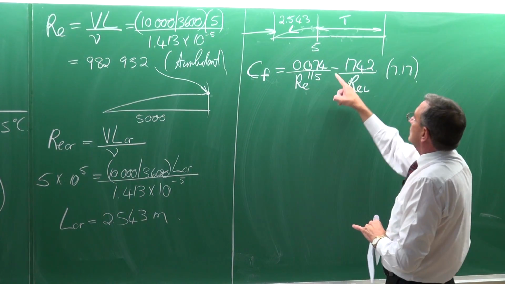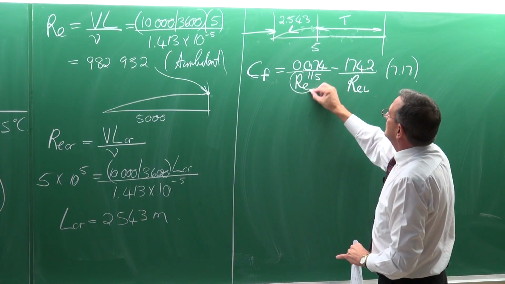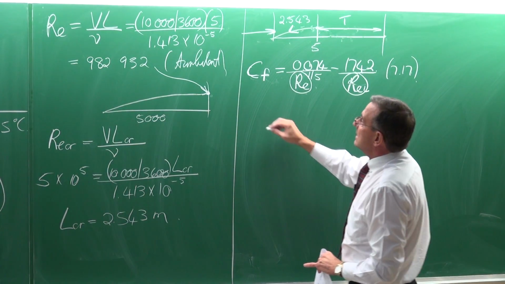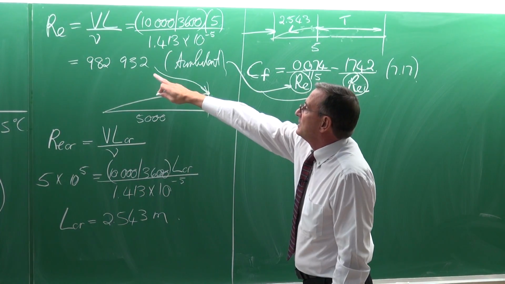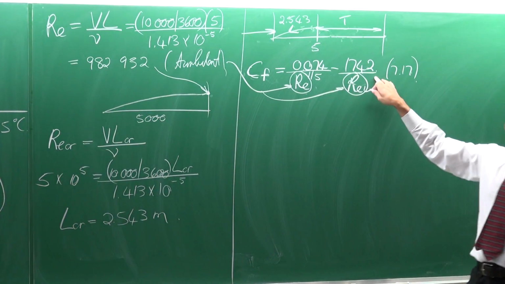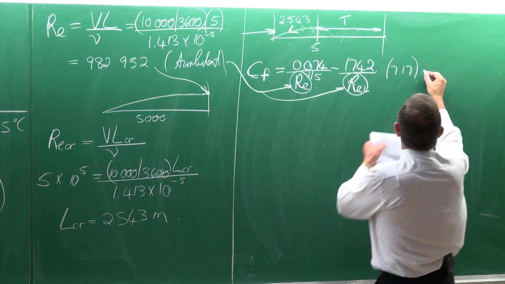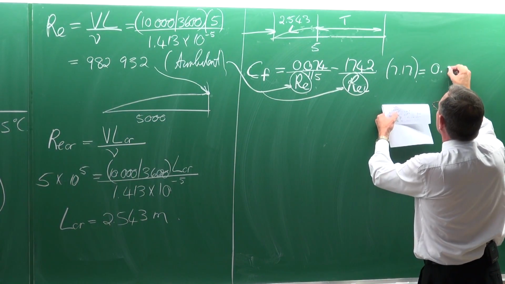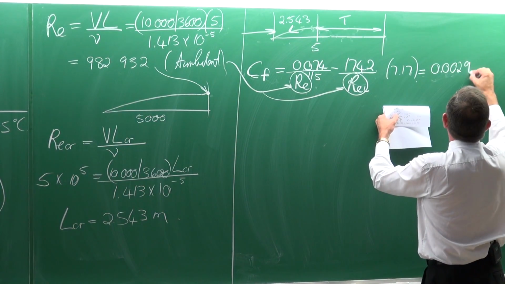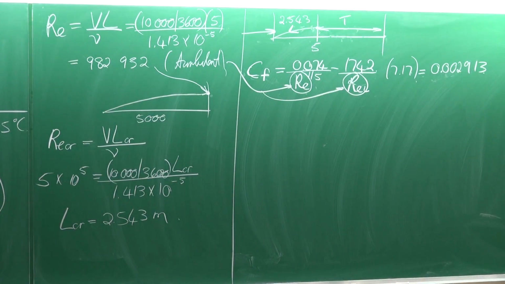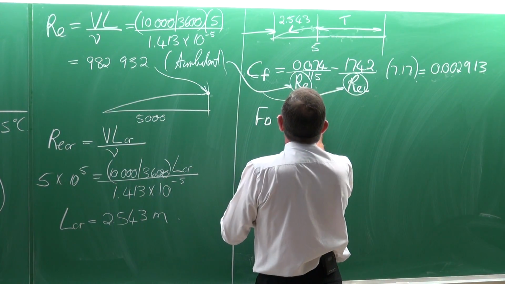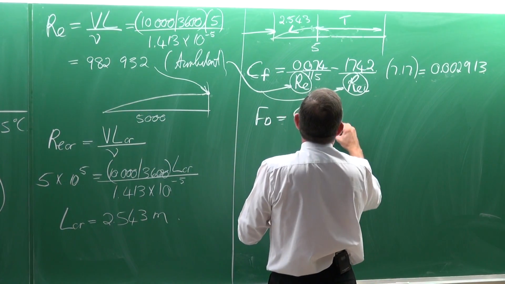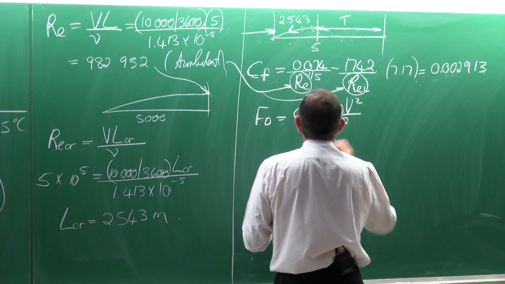Right, it's two constants, and we need to put in the Reynolds number there. The Reynolds number, there it is. It's equal to 982,932. We can do this calculation and then determine that the friction coefficient is equal to 0.002913. The drag force is then equal to CF multiplied by the area, rho v squared divided by 2.